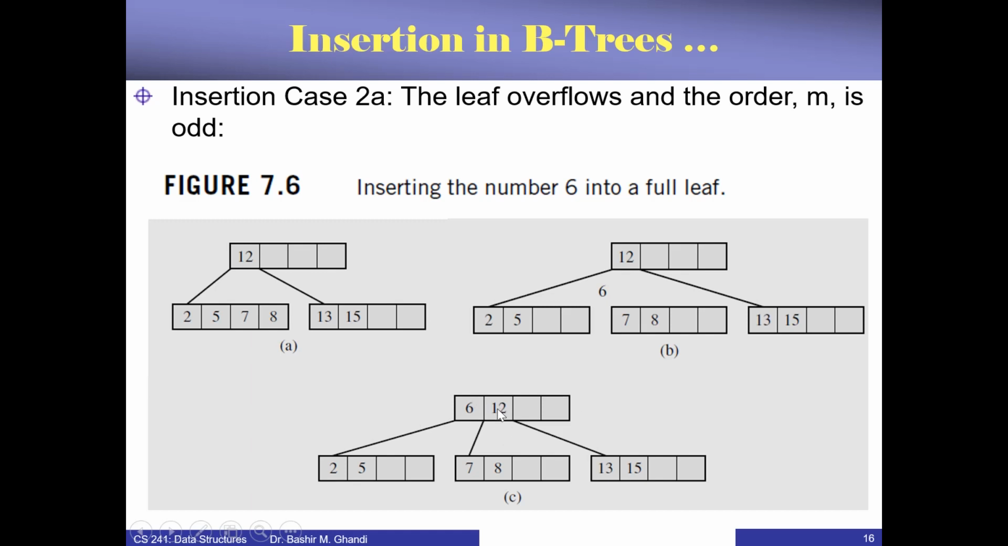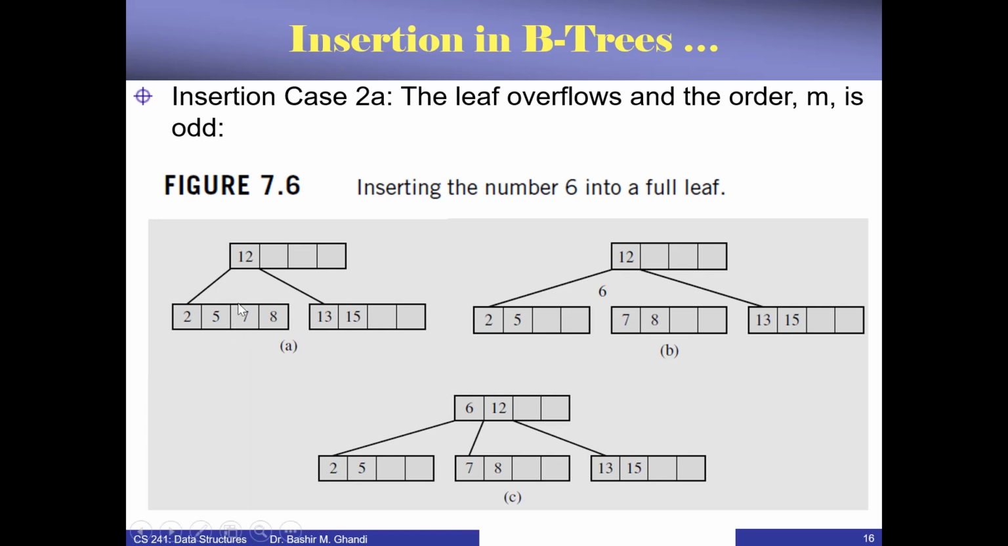The 12 has not changed if you look carefully. To its right, we still have 13, 15. To its left, however, we now have only 7, 8. That 7, 8 is also to the right of 6. To the left of 6, we will have 2, 5. This is basically how we insert a key where the leaf overflows. We split the node and push the middle up.